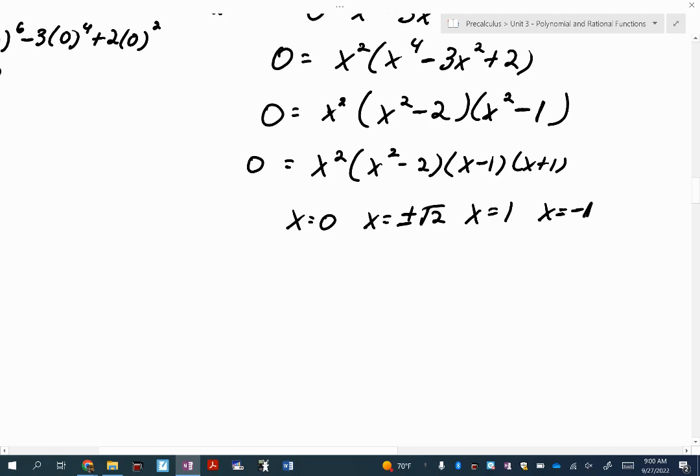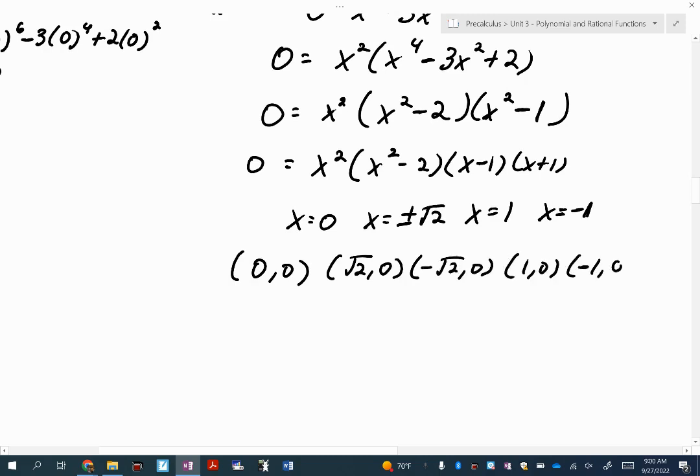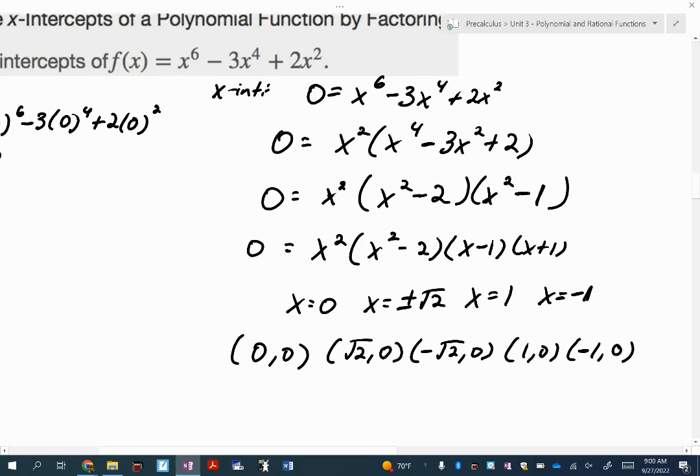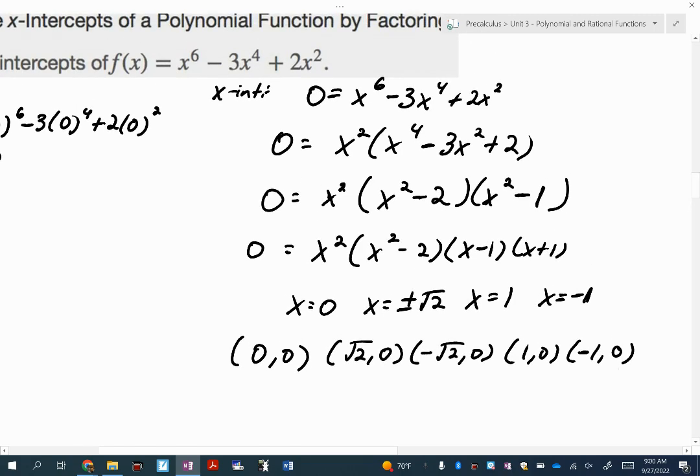All right, so if I write down these as ordered pairs, I have (0, 0), (square root of 2, 0), (negative square root of 2, 0), (1, 0), and finally (negative 1, 0). And that should make sense to you, right? If you count all those up, you have 1, 2, 3, 4, 5. You look at this, it doesn't match.